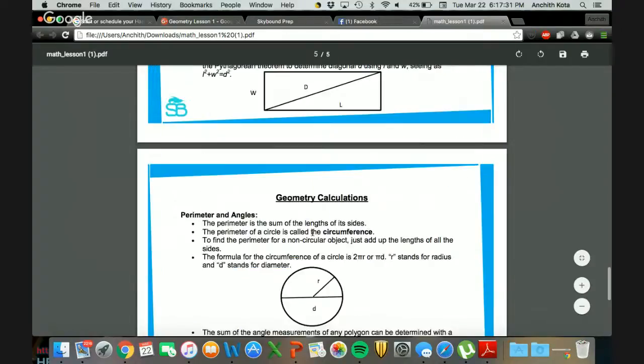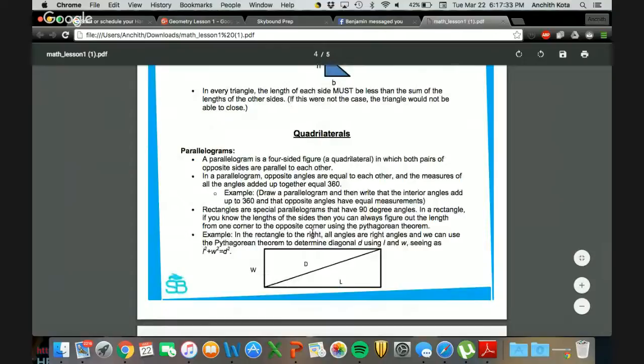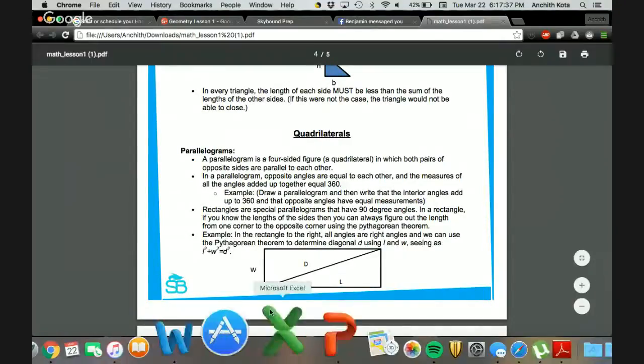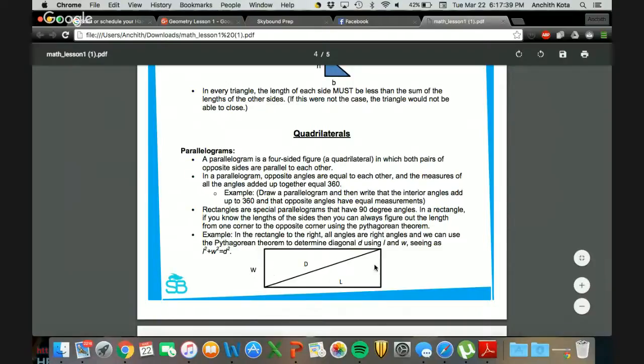Let's talk about quadrilaterals. A parallelogram is a 4-sided figure where both pairs of opposite sides are parallel to each other. This would be a good example of a parallelogram. See, this side is parallel to this side, and this side is parallel to that side.